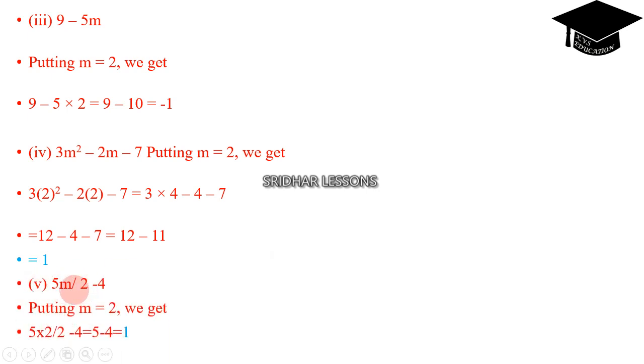Question number 5. 5m by 2 minus 4. Okay. If you put the value of m is equal to 2, 5 into 2 by 2. Okay. That is 5 minus 4, which is equal to 1. Okay. Because 2 by 2 is equal to 1. Therefore, 5 into 1 minus 4. Okay. So 5 minus 4 is equal to 1.